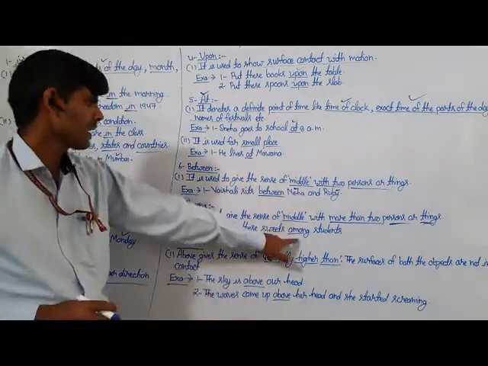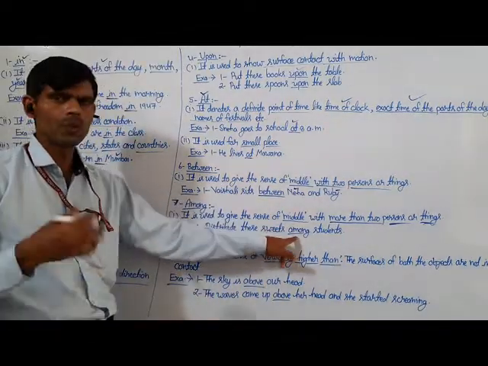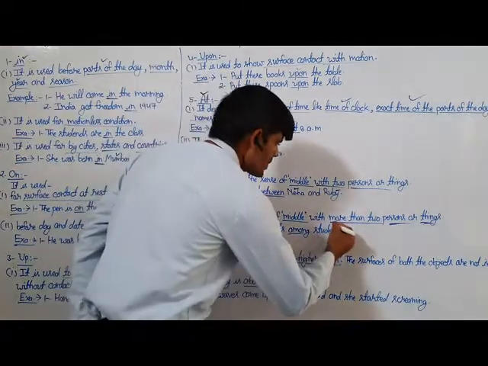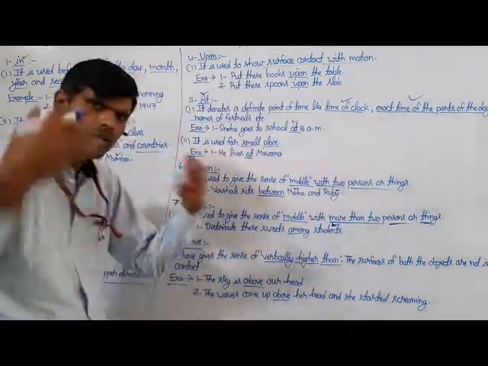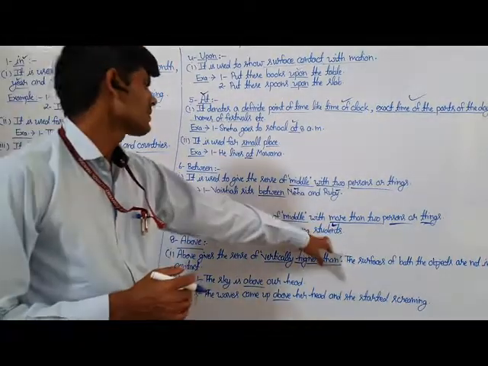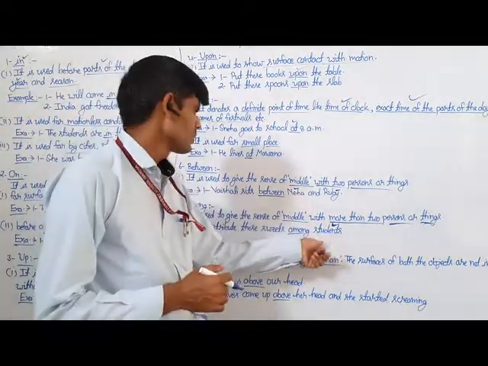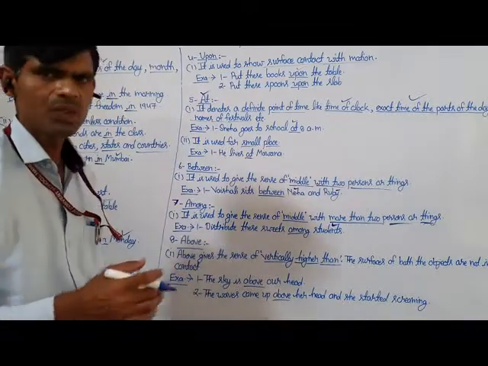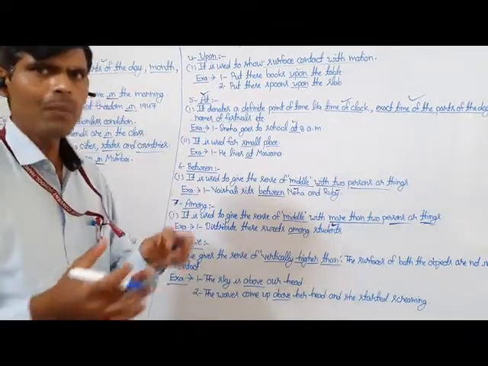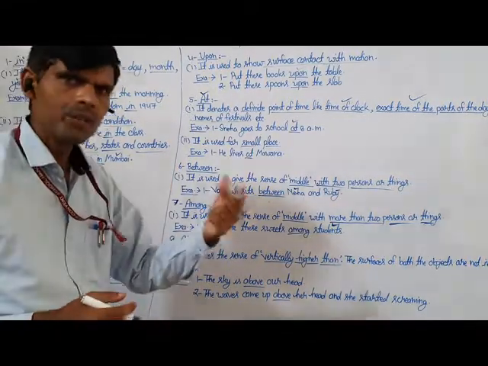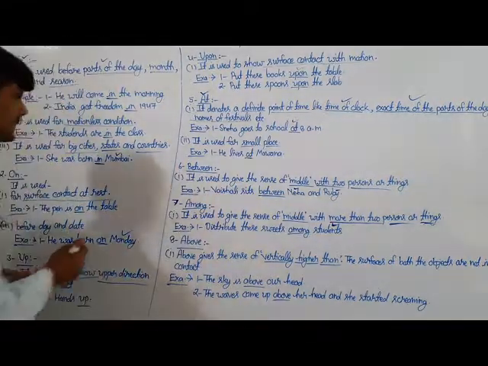Here the underlined word among is used to show the middle point with more than two persons or things, that is, students. So we can say that among is the preposition which is used to give the sense of middle point with more than two persons or things.